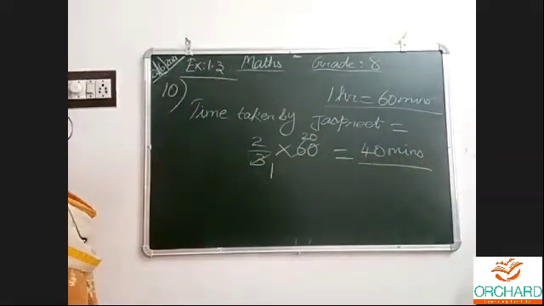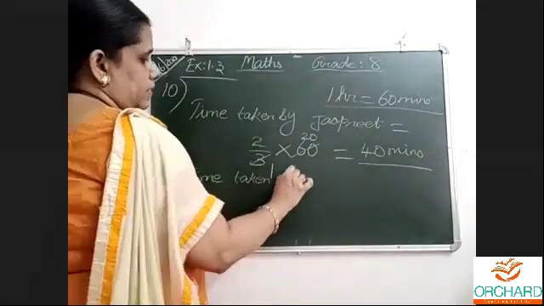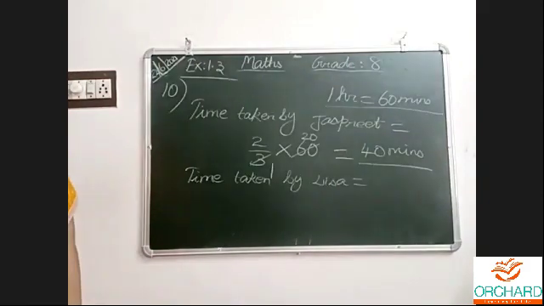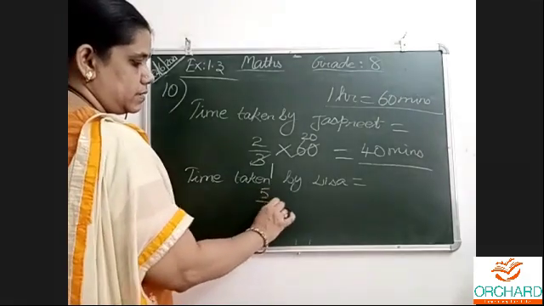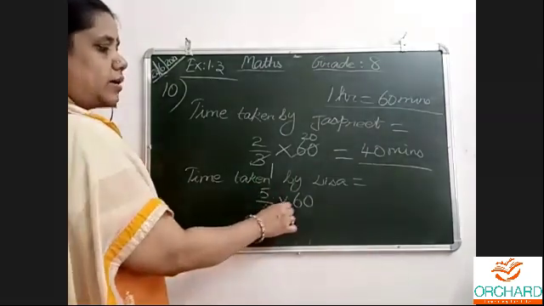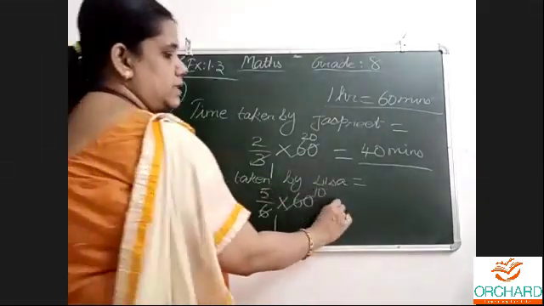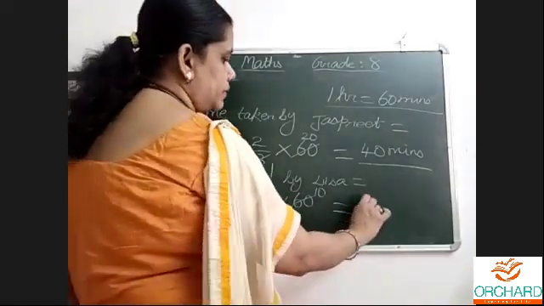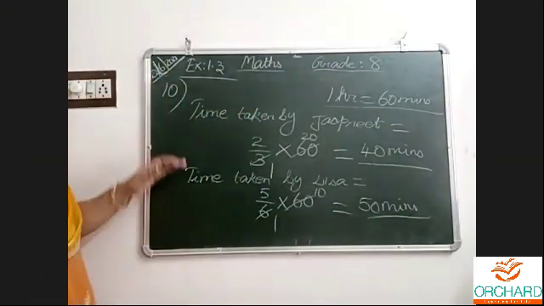Now 40 minutes. Next, time taken by Kiran. What they have given? 5/6 of an hour. So 5/6 of 1 hour. This is the second child. 1 6 are 6, 10 6 are 60. Just we need to cancel, then do the multiplication of the numerator. 5 10s are 50. 50 minutes. So this is Jaspreet, this is Kiran.